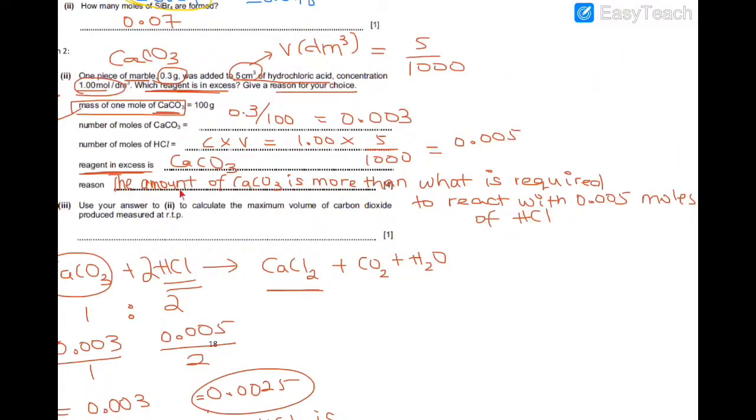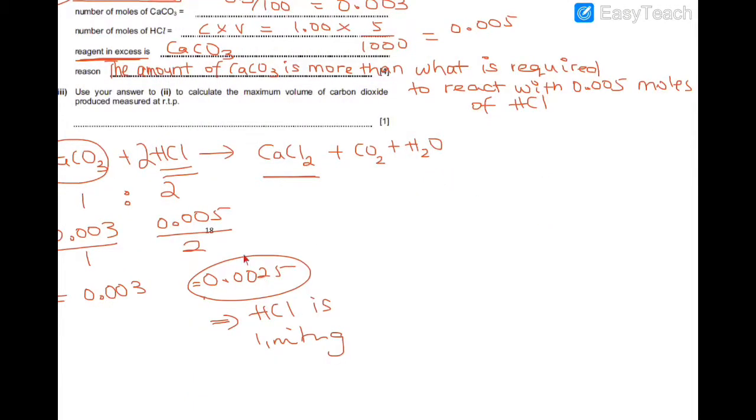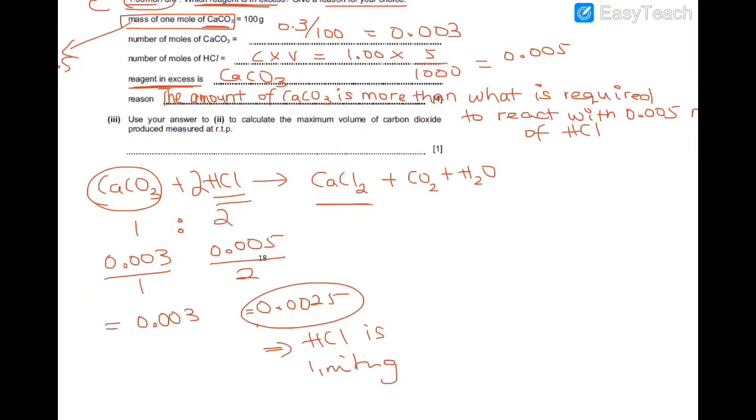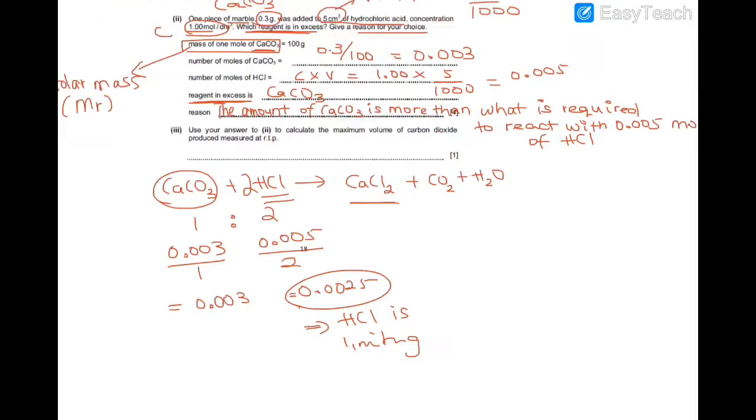So this is my answer. The amount of calcium carbonate is more than what is required to react with 0.005 moles of HCl. So 0.005 moles of HCl will require half of it, which means only 0.0025 moles of calcium carbonate. But we have more than this available. We have 0.003 moles of calcium carbonate, which means that this is in excess and this is in small amounts.